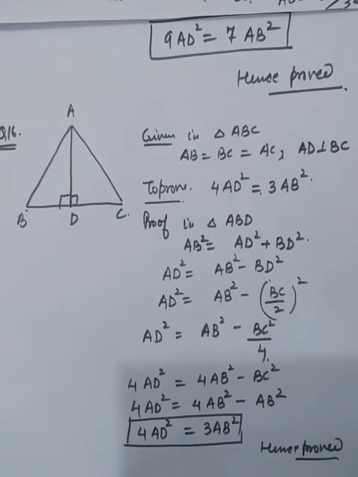Last question. Tick the correct answer and justify. In triangle ABC, AB is 6 root 3, AC is 12 centimeter, BC is 6 centimeter. The angle B is, you have to find what is the measure of angle B. Here you can apply the converse of Pythagoras theorem. Meaning the sides given, we have to find the squares of these sides.